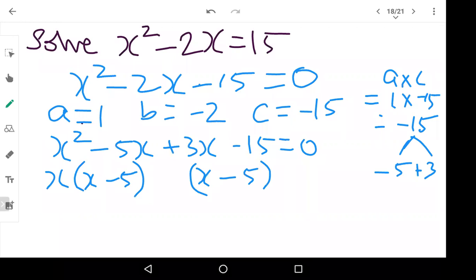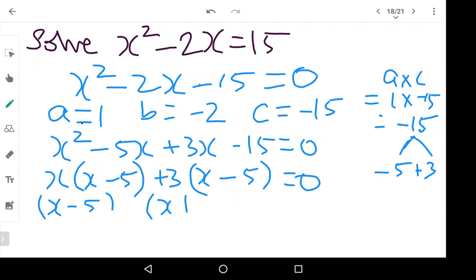So what should I take? Plus 3 I should take. Okay, is equal to 0. So okay, x minus 5 and x plus 3. Do not skip any step. In hurry, do not skip any step. Okay, please write all the steps.